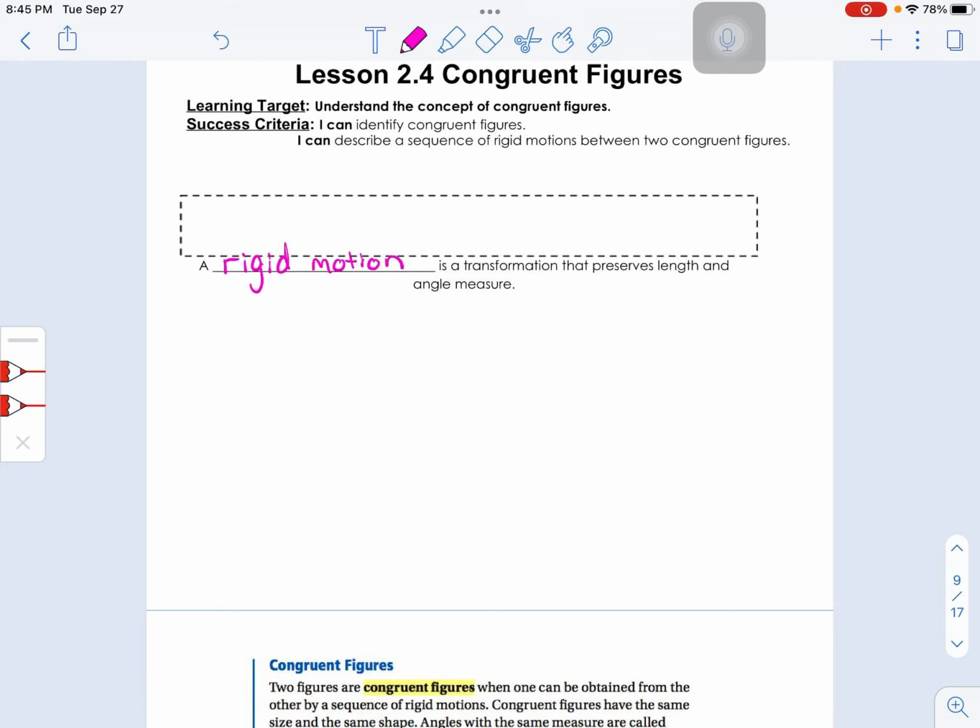A rigid motion is a transformation that preserves length and angle measure. So rigid motions are translations, reflections, and rotations.